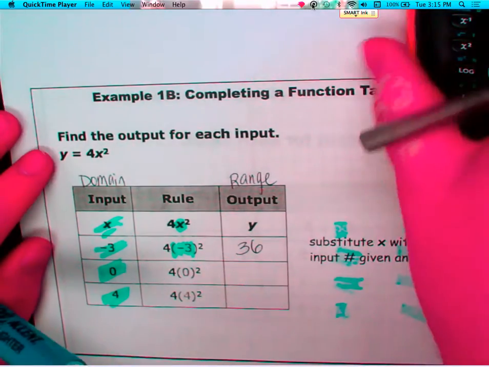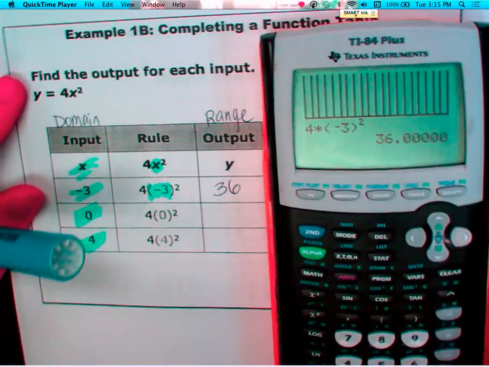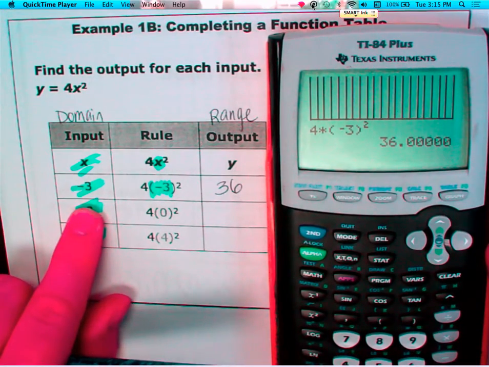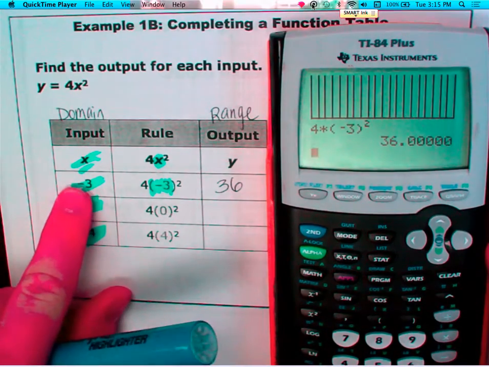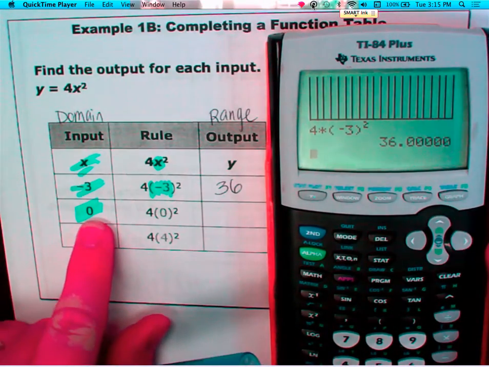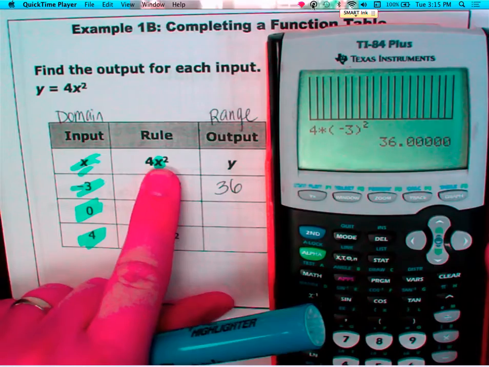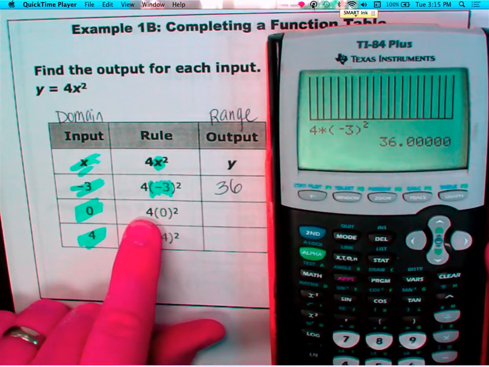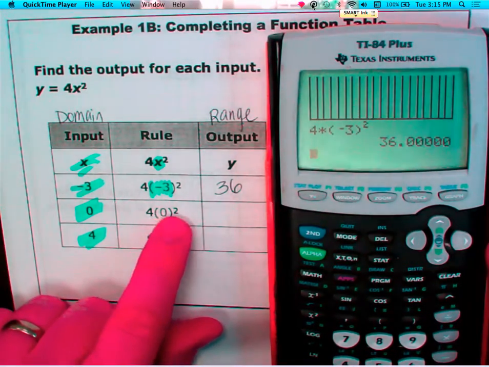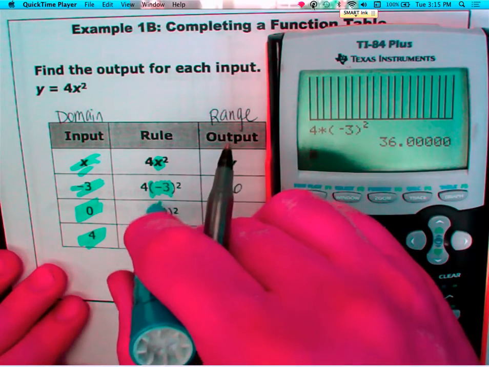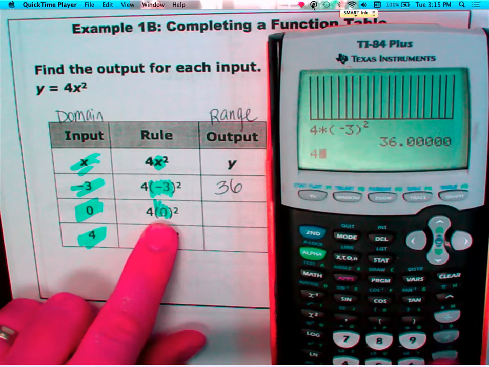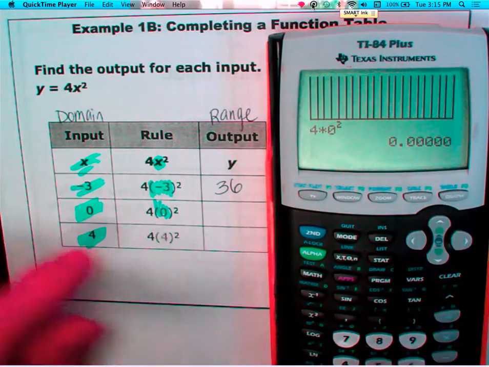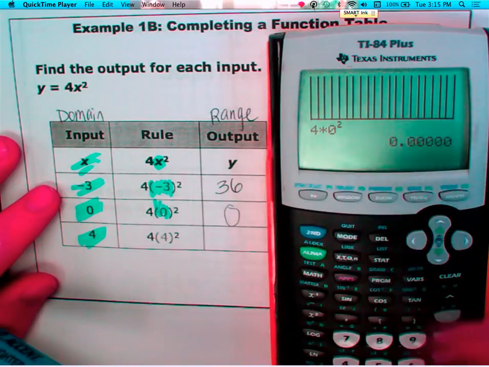Okay? I do the next one. Since it's a function, I will never use negative 3 again. I will use a 0 this time. You can pick whatever number you want, you just can't use negative 3 now. So the name for x now is 0. It goes in here. There it is: 4 times 0 squared. I can highlight that because that's my domain that went in right there. 4 times 0 squared gives me 0. So my range now is 0.